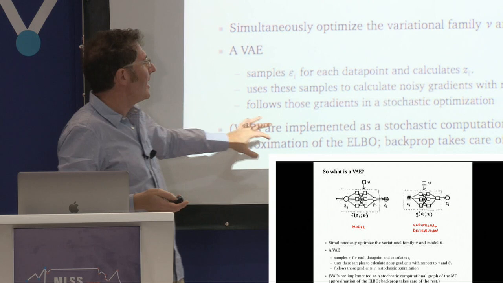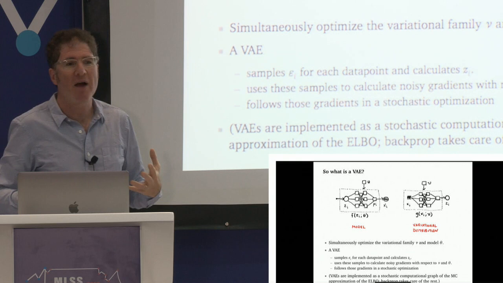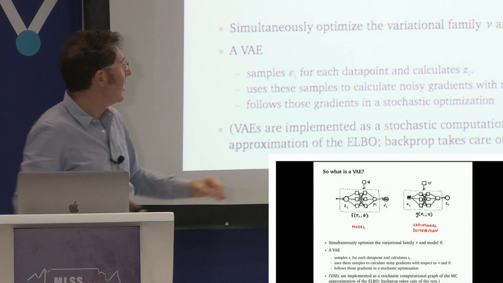Now, when VAEs are implemented, they're often implemented as a stochastic computation graph of the MC approximation of the ELBO, and then automatic differentiation, backpropagation takes care of the rest. But this is what is happening. There are two things.